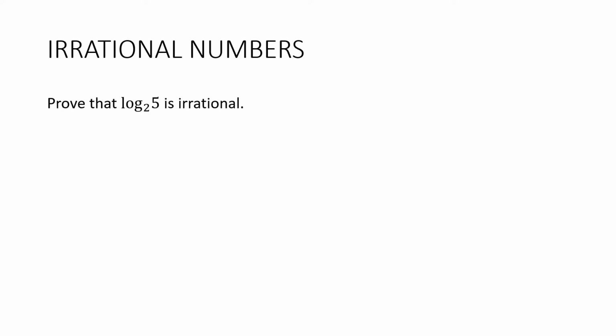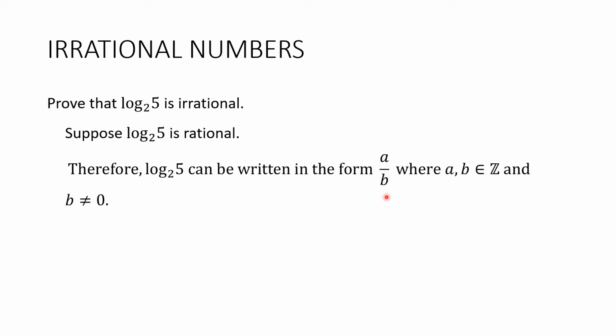And we also need to be able to do this for log questions. Prove that log base 2 of 5 is irrational. We'll start by supposing that it is rational. Therefore, it can be written in the form a over b, where a and b are integers and b is not equal to 0. With the log questions, it's not so important that a over b be irreducible. You can put it in if you want to, though.